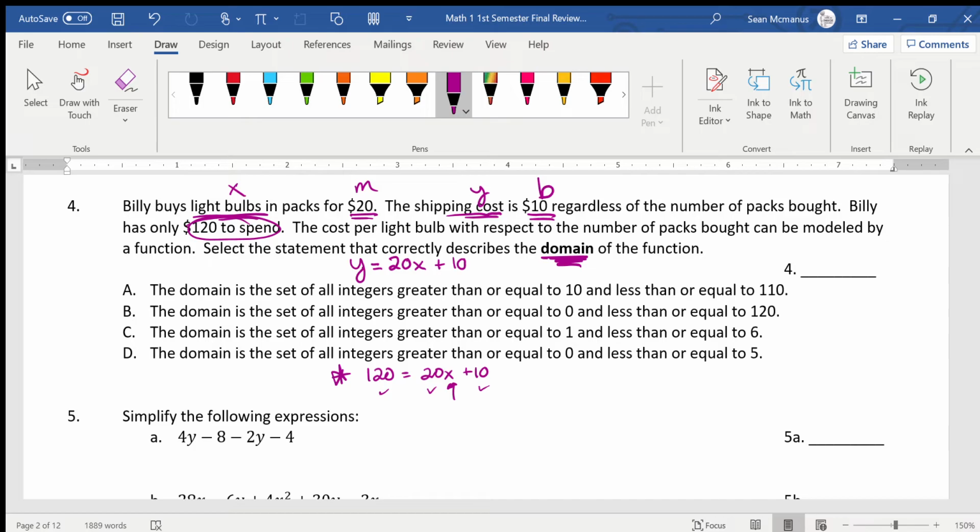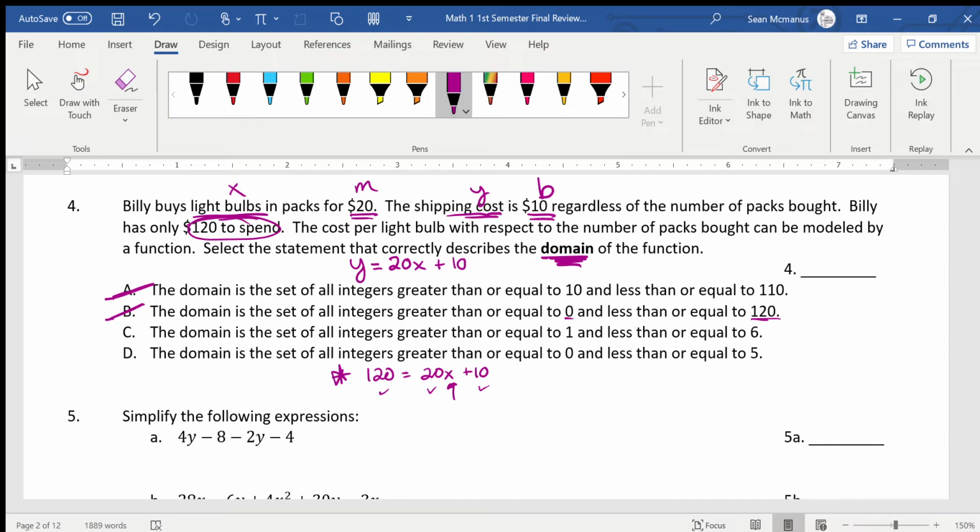So that's not true, right? If I plug a 10 in for the x, that would be 200 plus 10 would be 210. That'd be too much. I can't buy 10 or 110 boxes. It's too expensive. So the domain is all integers greater than 0 or equal to 120. Well, I could buy 0. I can always buy 0, but I can't buy 120 packs for $20 each. That'd be $240 plus the shipping. That's going to be too much, so it's not that one.